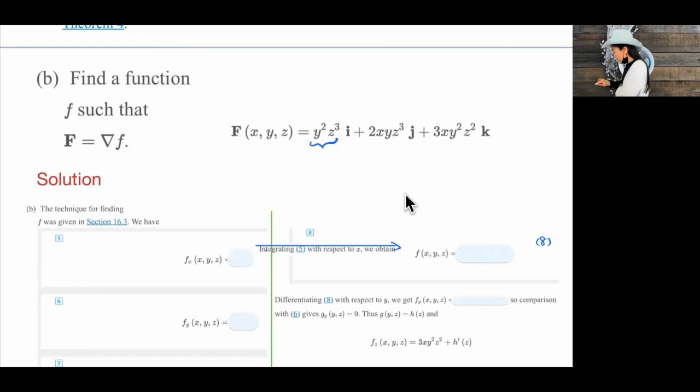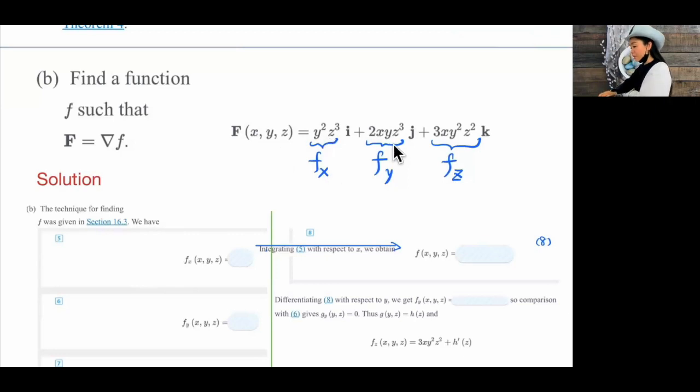Because the big F here is the gradient of small f, this one here should be the partial derivative of f with respect to x, or another way to put that, maybe I should just put fx. This one here will be the partial derivative of small f with respect to y, and this should be the partial derivative of small f with respect to z. So each component will be the partial derivative of f with respect to x or y or z.